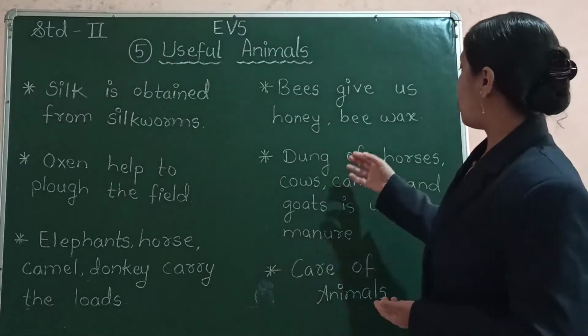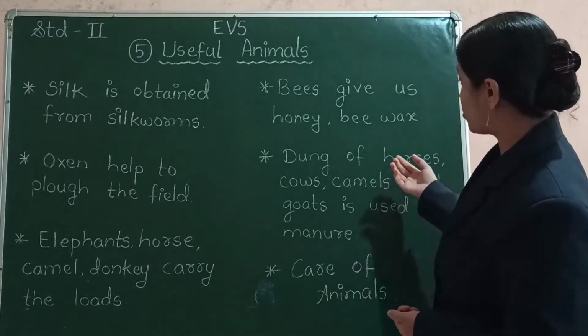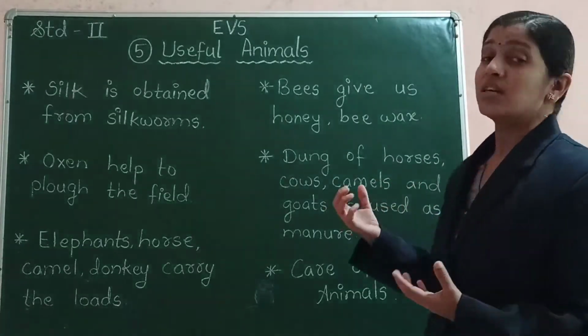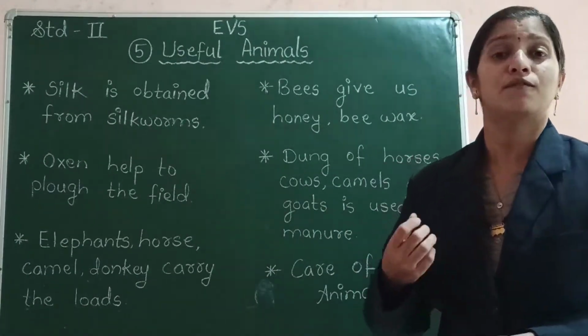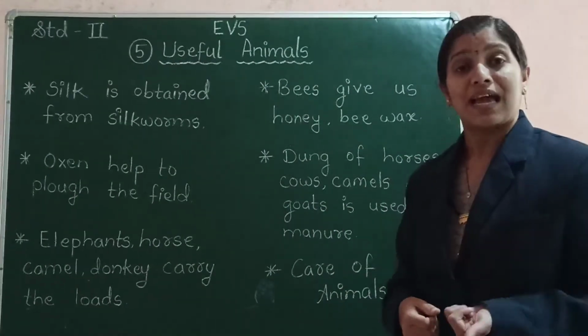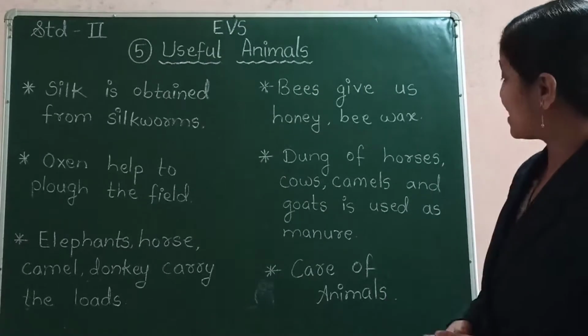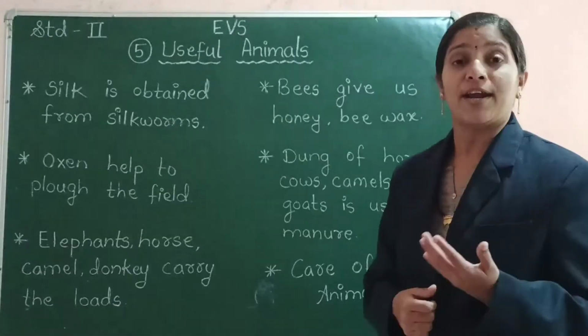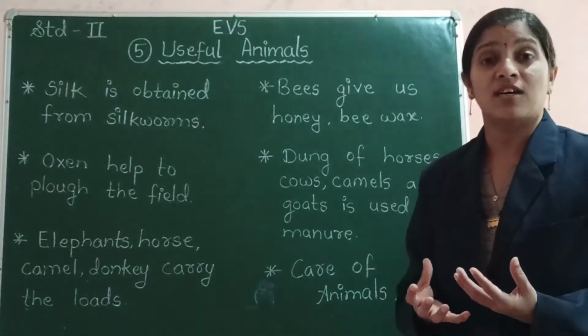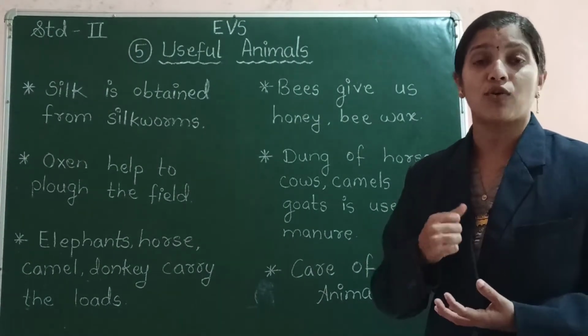Now the dung of some animals like horses, cows, camels and goats. What is the dung? Dung means the waste or the feces of some animals like horses, cows, camels and goats. It is used as a manure. And what is a manure? Manure adds to the fertility or the quality of the soil.